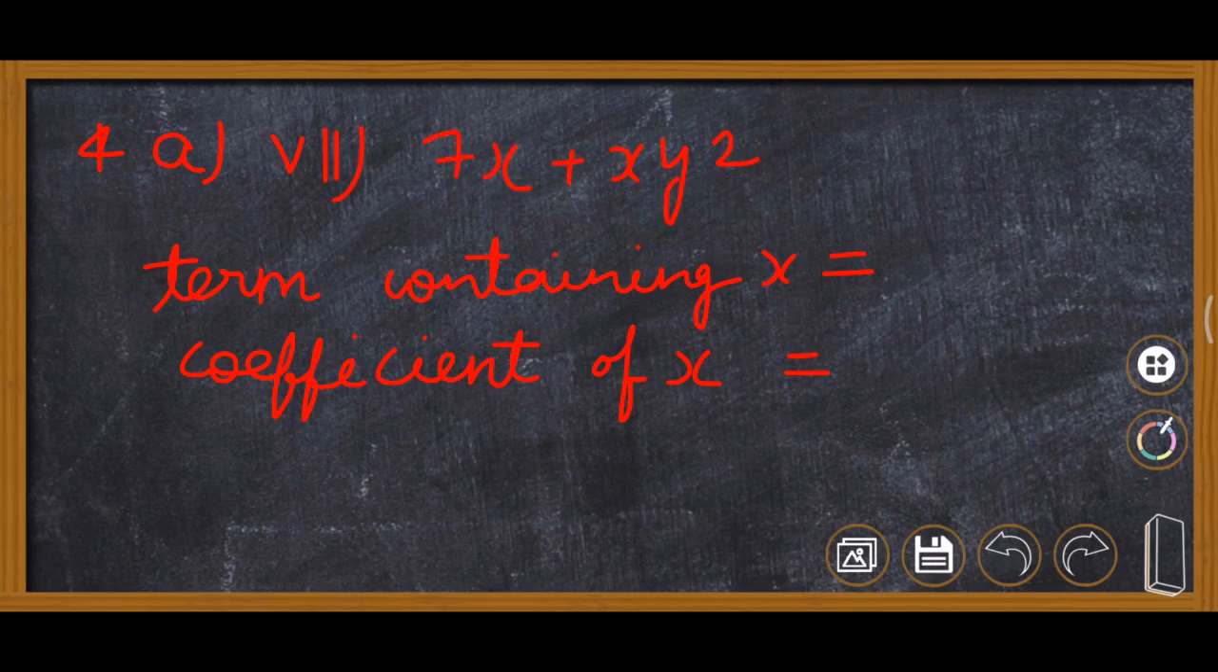Now this is the seventh part, 7x plus xy square. Now here two terms are there which contain x. First of all 7x and other is xy square. In this you can see that the terms containing x are 7x and xy square. The coefficient of x in 7x we can write as 7 and the coefficient of x in xy square will be y square.